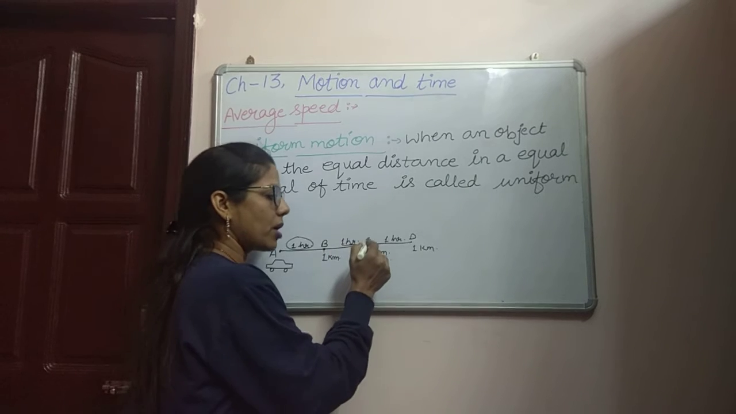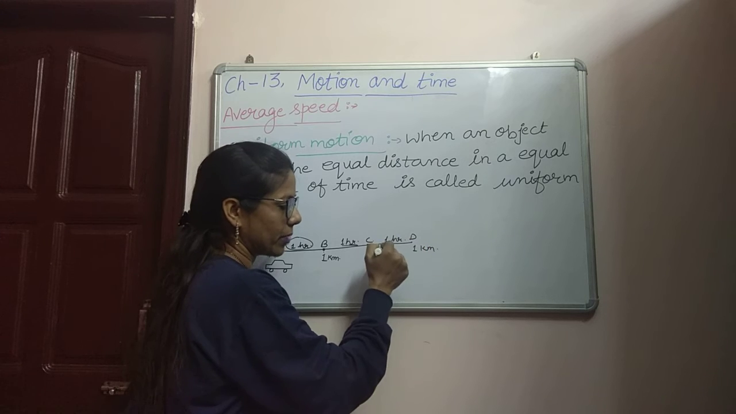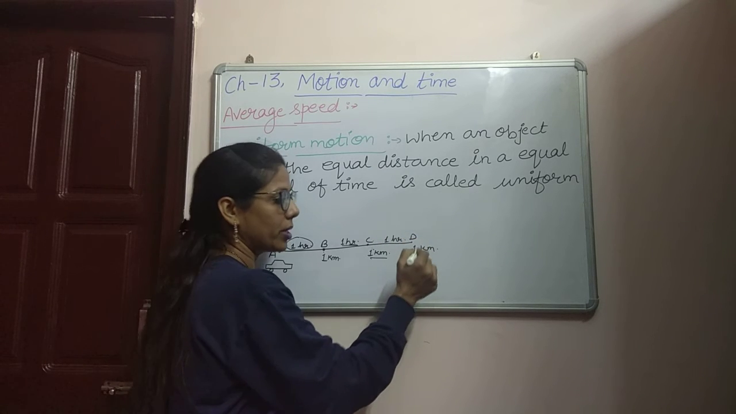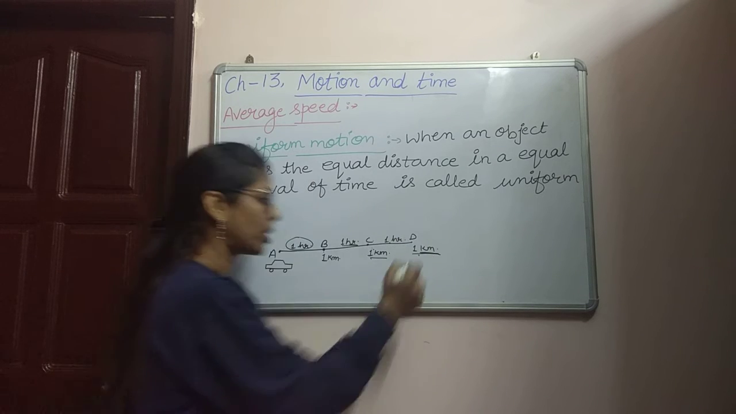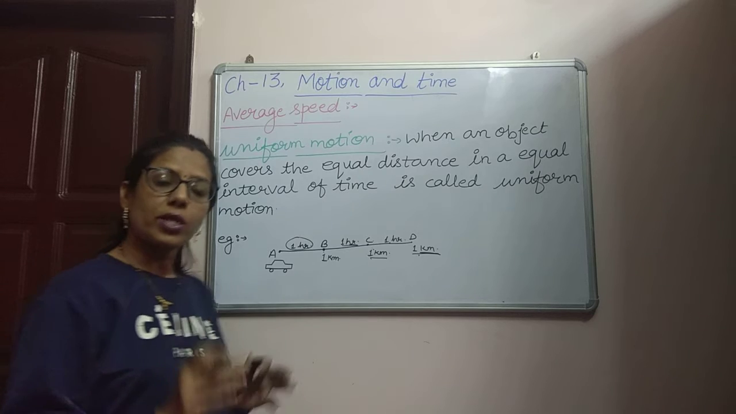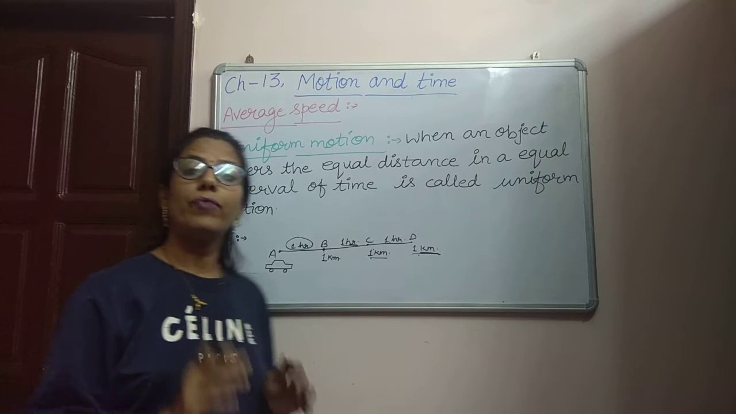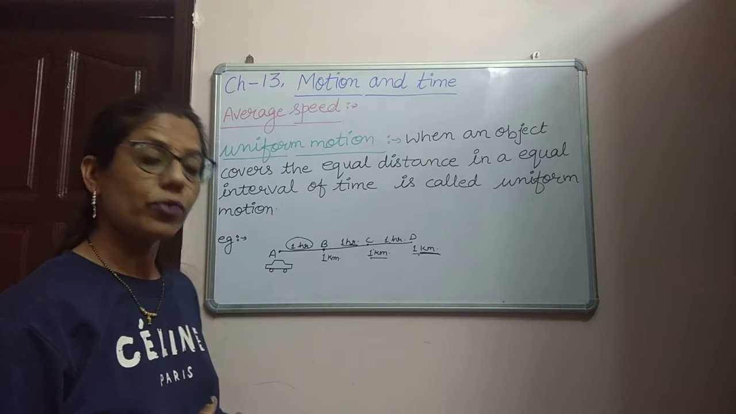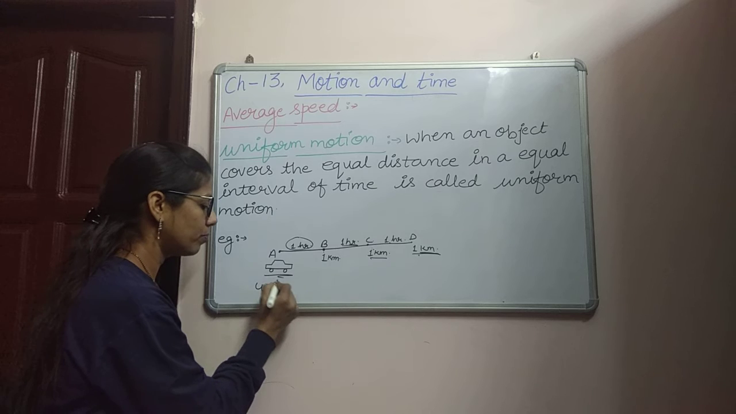Now it has reached the C point. Now it has to move on, and it has reached the D point. And again, for reaching the D point, it is taking 1 hour and it is covering 1 kilometer. So we can see in this example, again and again it is covering equal distance. It means it is covering 1 kilometer and it is taking 1 hour. So it is covering equal distance in an equal interval of time. So this type of motion, this object, is showing uniform motion.